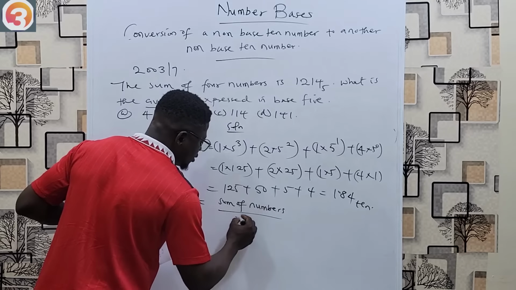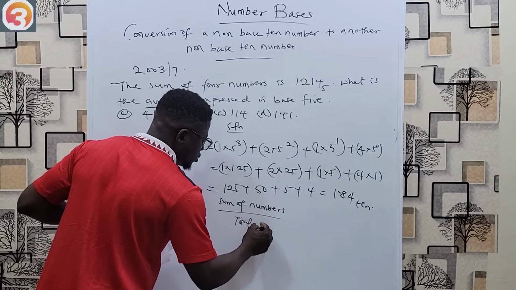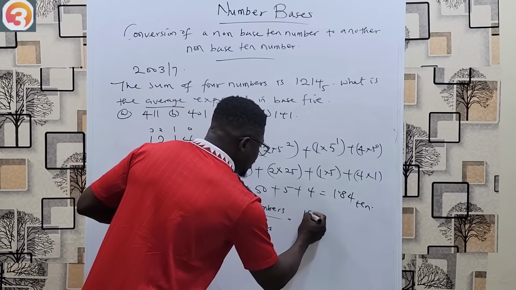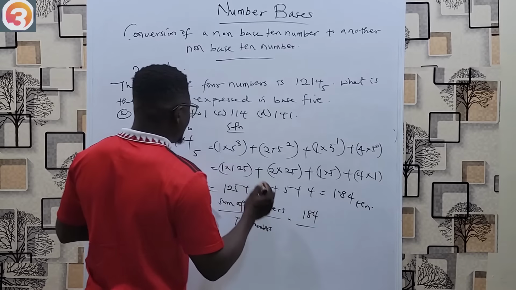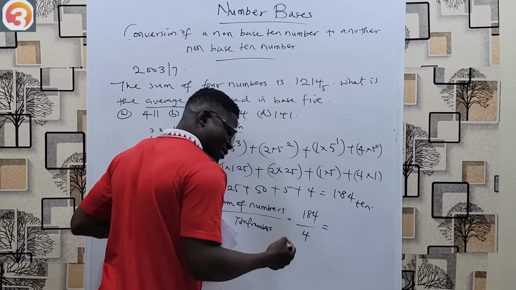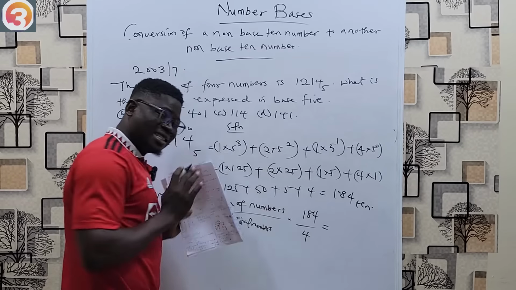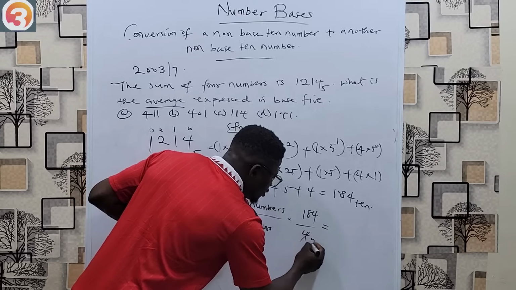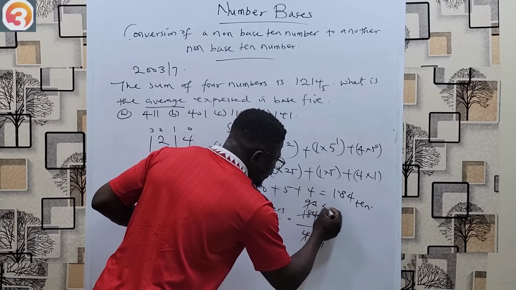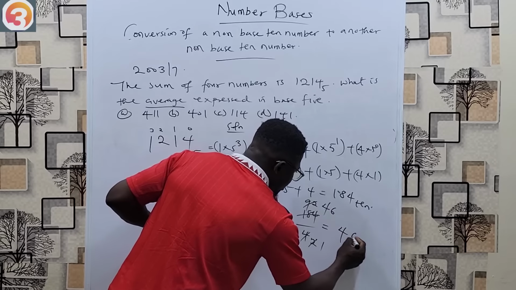What about the total of the numbers? The sum of the numbers is 184, divided by 4. You don't even need a calculator, but if you have one, press on. 2 here 2, 2 here 92. 2 here 1, 2 here 46. So I'm going to have 46.